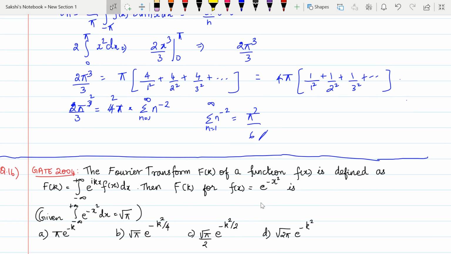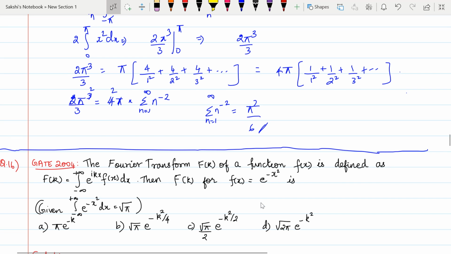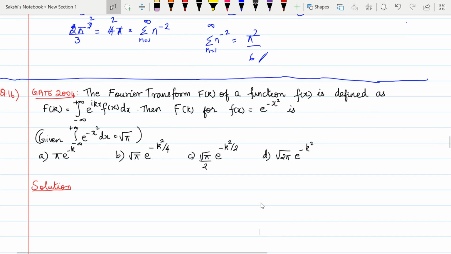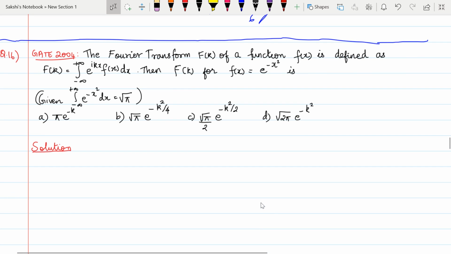So if you see the questions from complex analysis, from matrices, from Laplace transform, from Fourier series, and now it's from Fourier transform. 5 more sums, and then we'll complete this set of questions. So we have to find the Fourier transform of the function e power minus x square. So I'm going to give you a new formula in order to solve this question very easily.